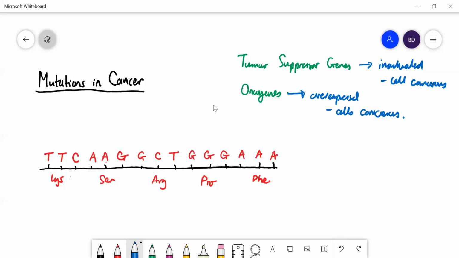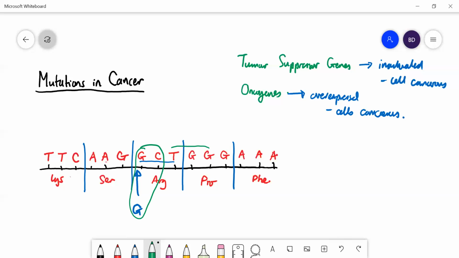Right, so if we get an insertion of a base, remember the genetic code is in triplets, so I'll divide it up. You've got those three, those three, those three, those three. If we insert, let's say we put another G in here, what that will do is the next codon, instead of reading GCT, is going to read GGC. And the next codon is going to read TGG. So it's going to mess everything up. And if you remember, that is called a frame shift mutation.